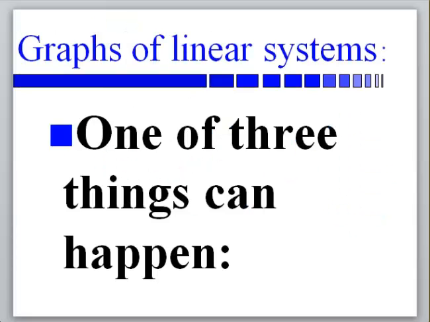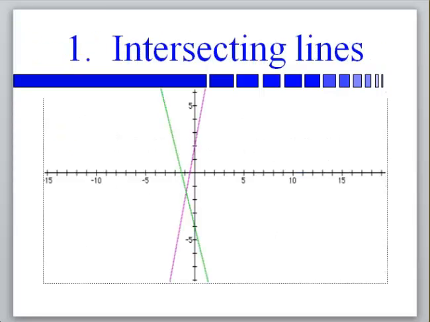So there's 3 types of graphs that can occur. For the graphs of linear systems, one of 3 things can happen. You could have intersecting lines. When you get intersecting lines, this is the solution. So where they intersect would be the solution, meaning that point is on both of those lines.